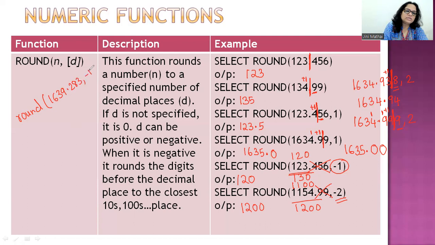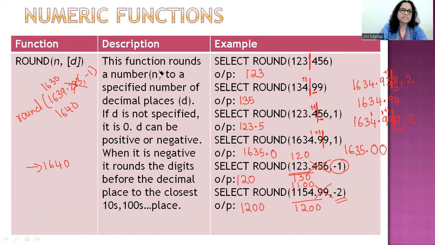1639.283, comma minus 1. Okay, minus 1, no? Negative. So ignore this. Minus 1, so the tens place we are looking at. So 1639 is between which two tens places? Obviously 1640 and 1630. 1639 is going to be between which tens places? 1630 and 1640, correct? But what is it closer to? 1640. So 1640 becomes your answer.